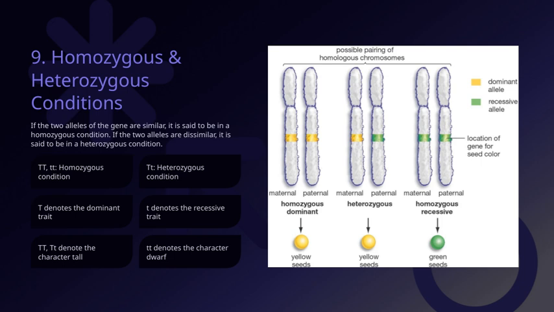Heterozygous conditions are interesting because they often determine how traits are expressed, especially when it comes to dominant and recessive traits. For instance, in our example, Tt is a heterozygous condition, which results in the tall character because the dominant allele T is present. Understanding these conditions helps us grasp how traits are inherited and expressed in offspring. The key takeaway is that homozygous involves two similar alleles, and heterozygous involves two different alleles. This distinction is fundamental when studying genetic inheritance and predicting traits in future generations.